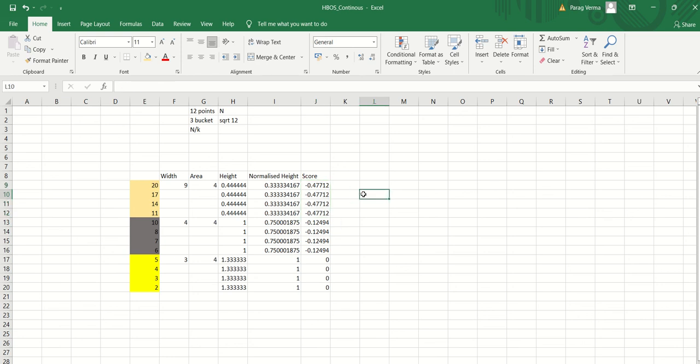So this was a very simple Excel illustration, with a small data set, of how we can conceptualize the process, starting from identification of the buckets, which is the square root of the total numbers, and then we identify the height, normalize the height, and take the log. In the next video, we'll look at how we can implement this algorithm in R. And subsequently, we'll also see how this algorithm works if we scale the number of records to 1 million.